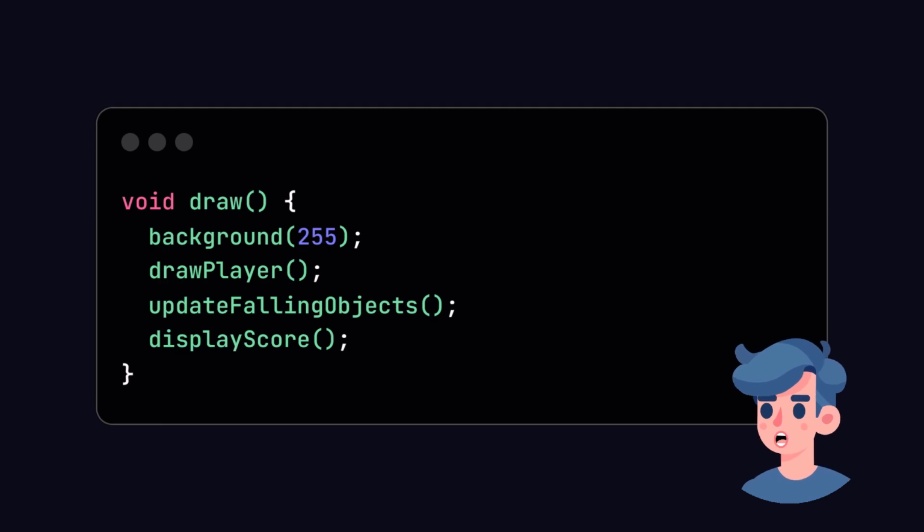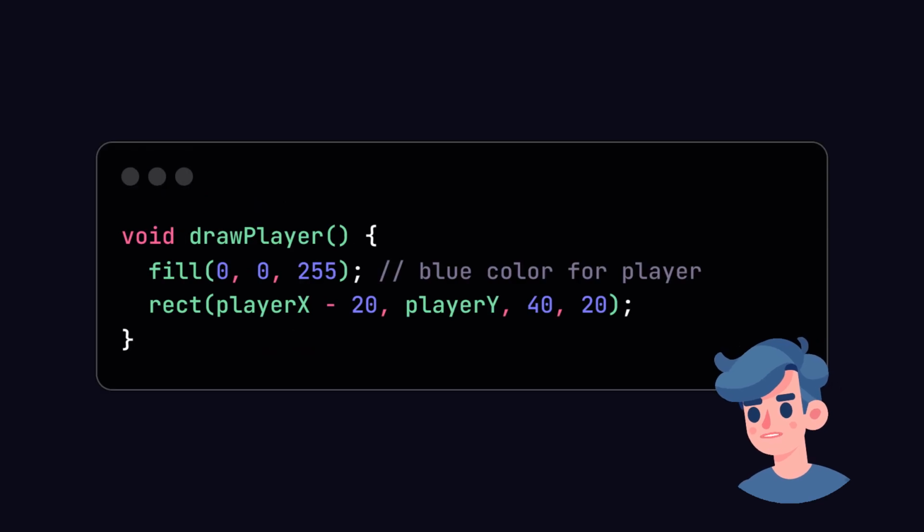Next, we need to implement the draw function, which is called repeatedly in Processing to create animations. Here, we will clear the screen, draw the player, and update the game state. In the draw function, background(255) clears the screen to white on each frame. Now let's create a function to draw our player character.